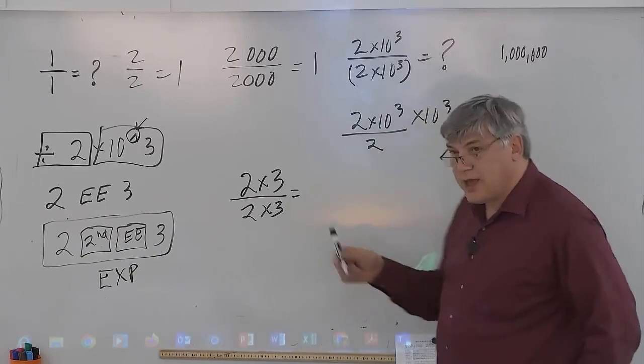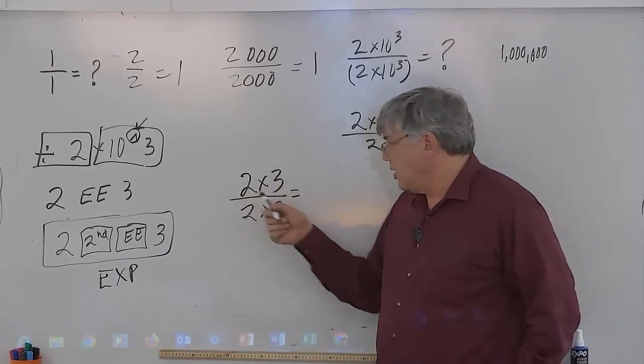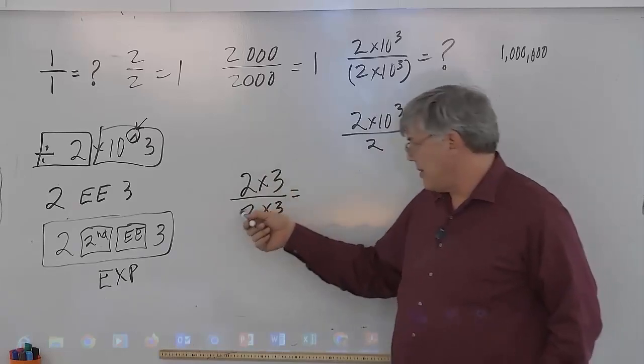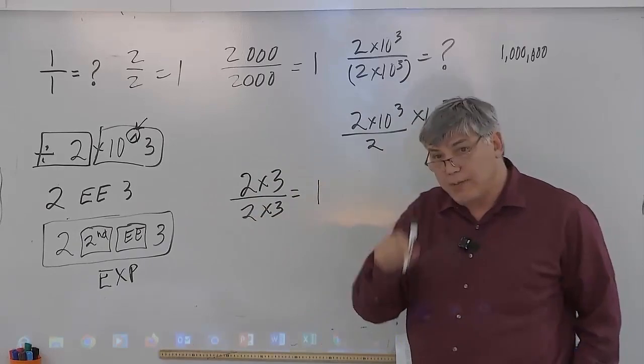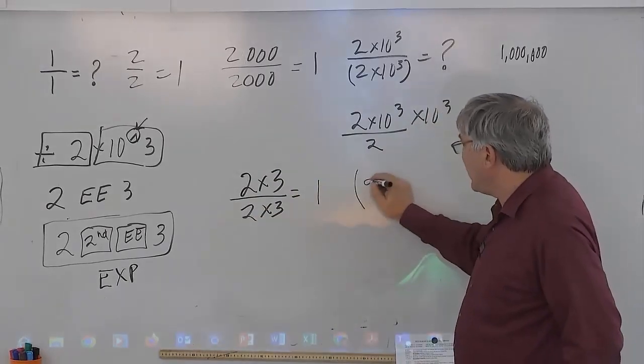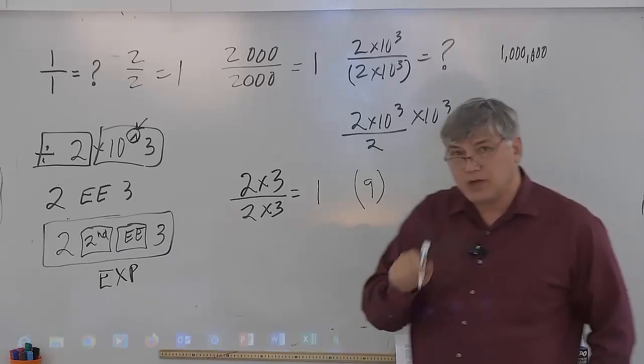Okay, if you put it into your calculator and you did this, we know 2 times 3 is 6, divided by 2 times 3 is 6, so we know that the answer should be 1. But I'm willing to bet that many of you got 9. And that's because of order of operations.